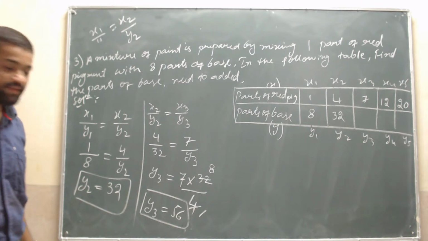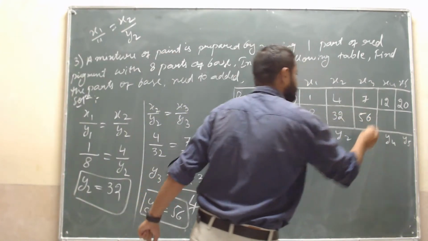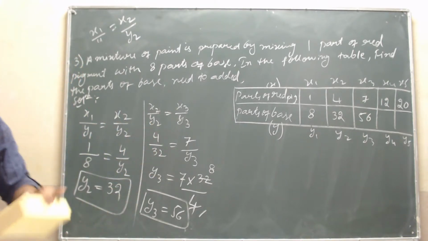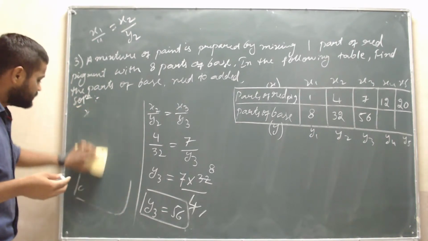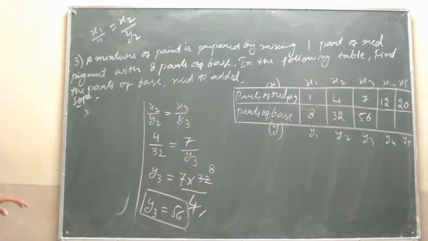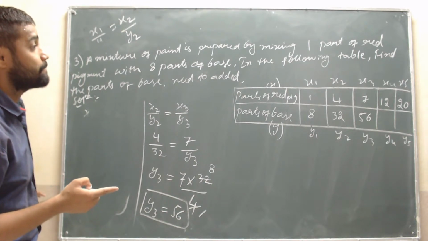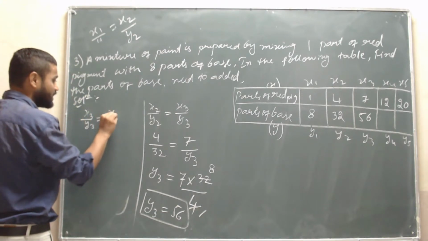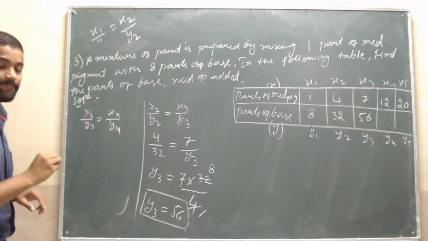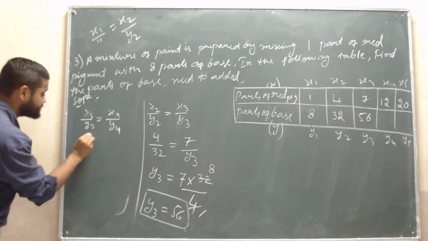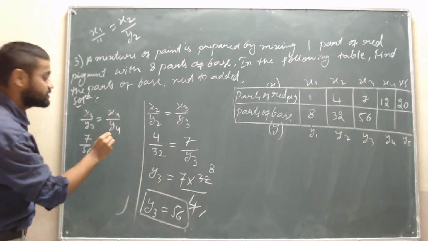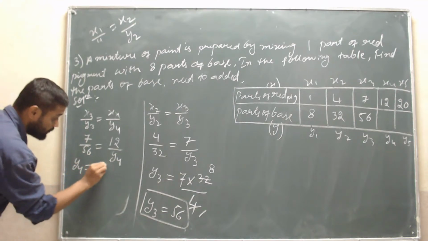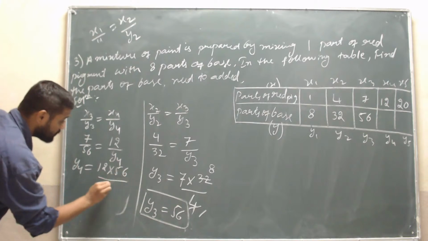Yeah, very good, students. Then again we have to find out the value of Y4 and Y5 with the same method. Here I will take the third column as well as the fourth column. X3 by Y3 is equal to X4 by Y4. Then X3 is 7 by 56 is equal to 12 by Y4. Then Y4 is equal to 12 into 56 divided by 7.